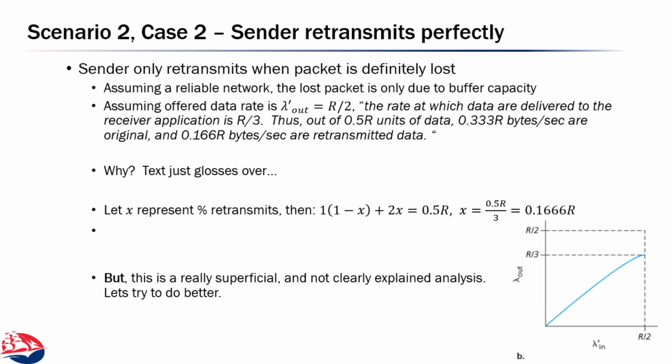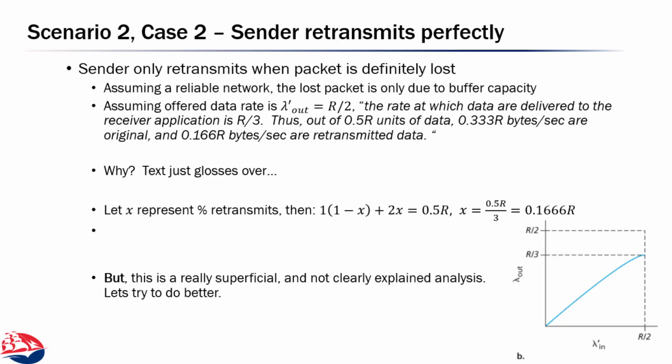Case 2, the sender retransmits perfectly. Here, the sender only generates a retransmission when the packet is definitely lost. So we assume a reliable network. We're not saying there are any random errors in transmitting the data. The lost packet is only due to buffer capacity. And so in this case, the offered data rate is exactly r over 2.